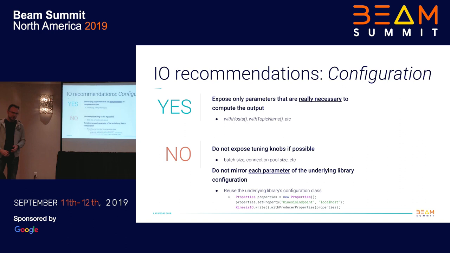Configuration. Important part, because we usually need to configure our transform. But the rule of thumb in this case: don't expose all configuration options. Try to minimize it and make it easy for the user to use your IO. Configuration parameters should be only what is necessary to have an output of your transform. For example, usually just host names or topic names, something which is really required. In case your backend storage supports additional configuration, don't mirror each parameter in your IO API. Just add a method where you can pass a configuration object or file for that. In this case, it will be easier and more evident how to use it, like what we do in the Kinesis IO.